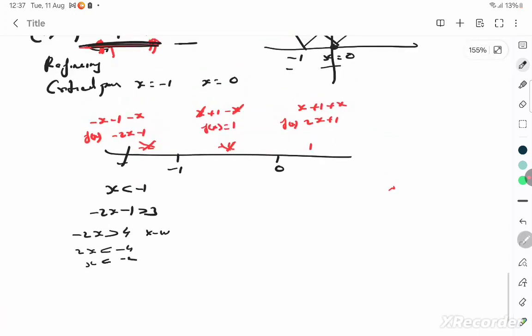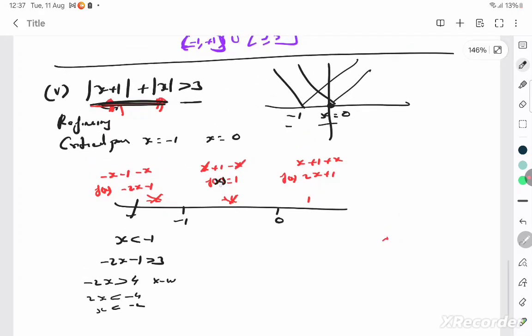Let's go to this. Here the redefined function itself has become 1. Imagine putting it in this function: 1 is greater than 3. False. No solution in this region. Ignore. You understood?